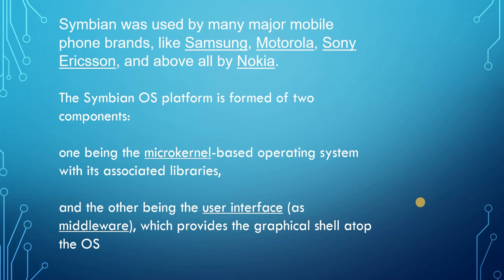Symbian was used by many major mobile phone brands like Samsung, Motorola, Sony Ericsson, and above all by Nokia. The Symbian OS platform is formed of two components, one being a microkernel based operating system with its associated libraries, and the other being the user interface as middleware, which provides the graphical shell atop the operating system.